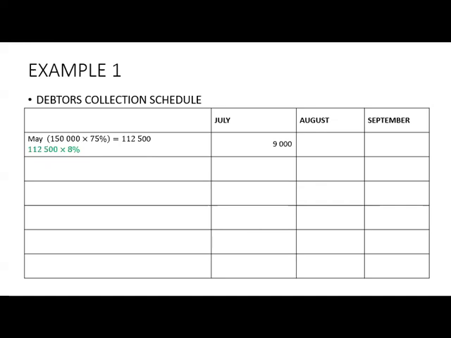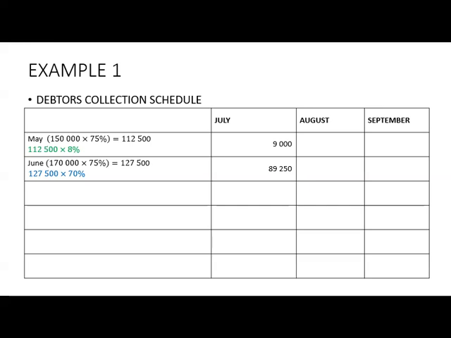I'll take my June sales, find credit sales. Remember, credit sales of total sales will be 75%. So I took total sales for June and found 75%, which gave me 127,500. 20% of 127,500 will be collected in June. 70% of 127,500 will be collected in July. I don't care about the one collected in June. I only care about the one collected in July, and that will amount to 89,250.